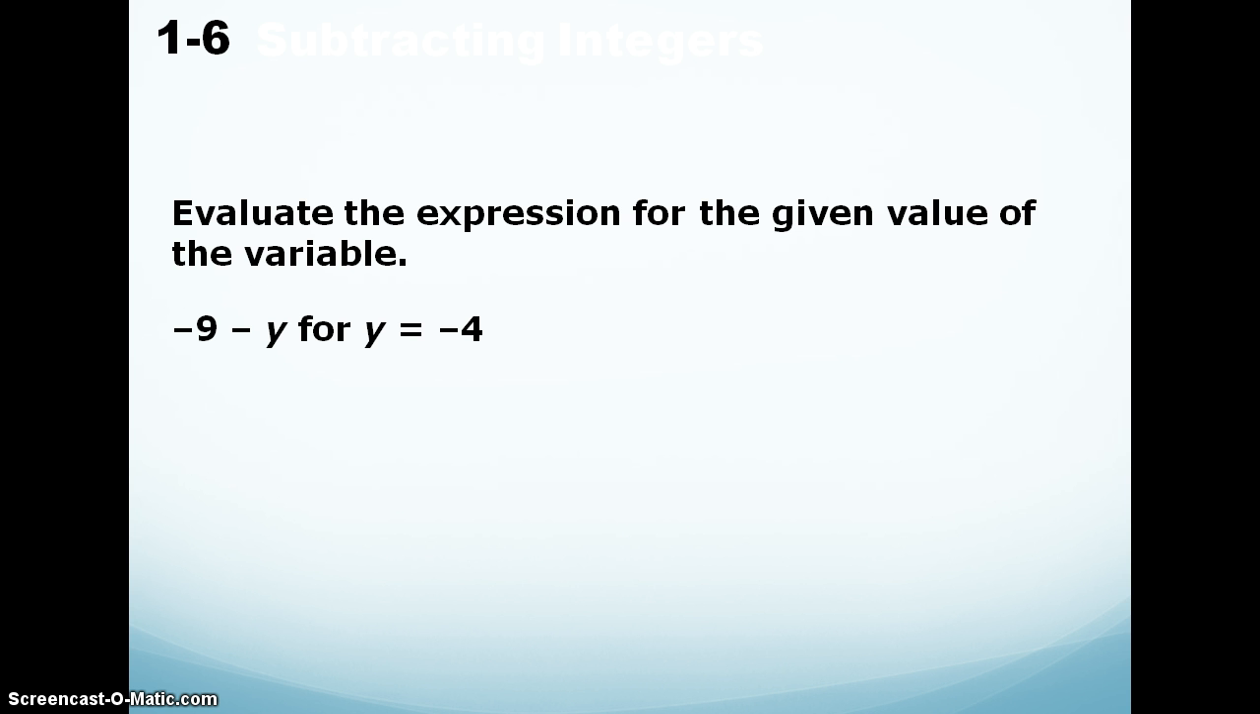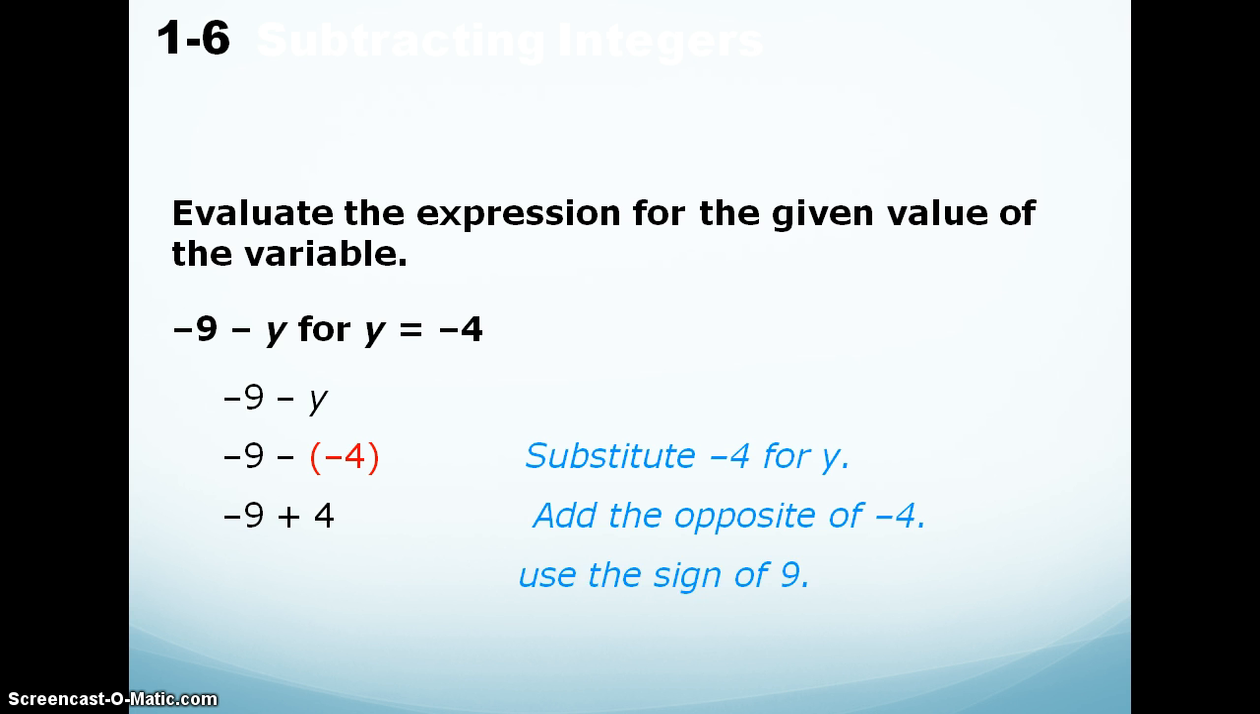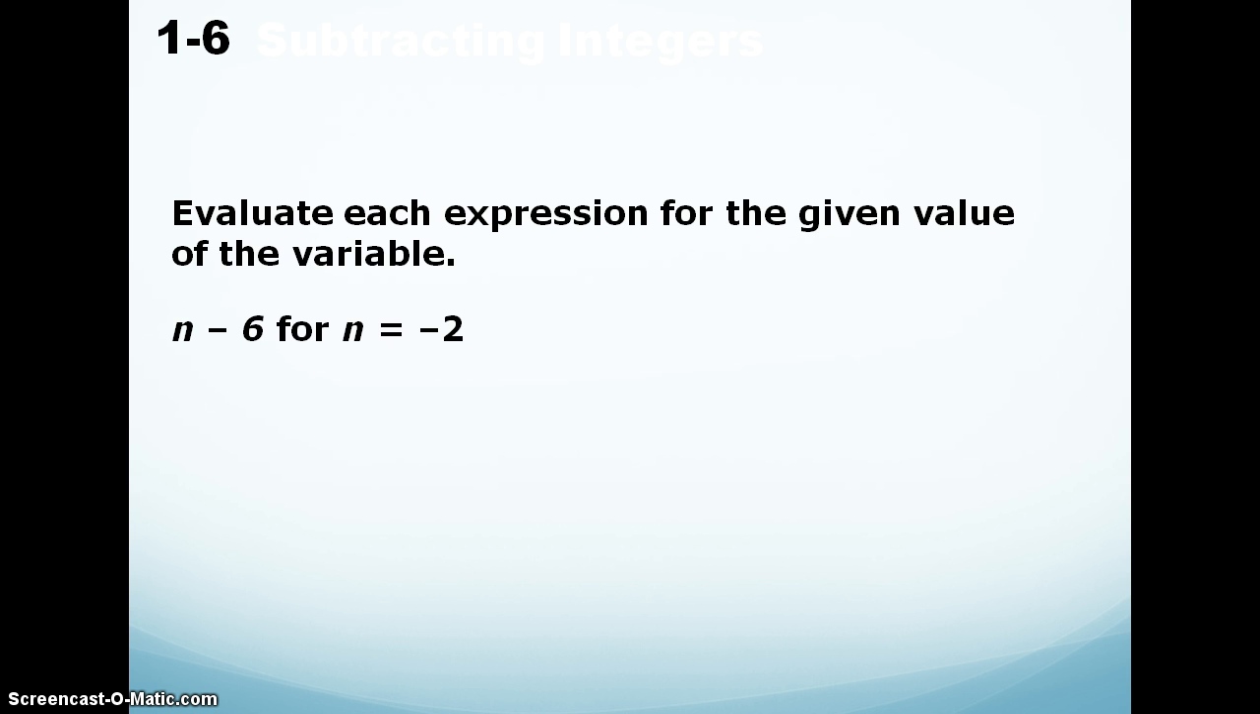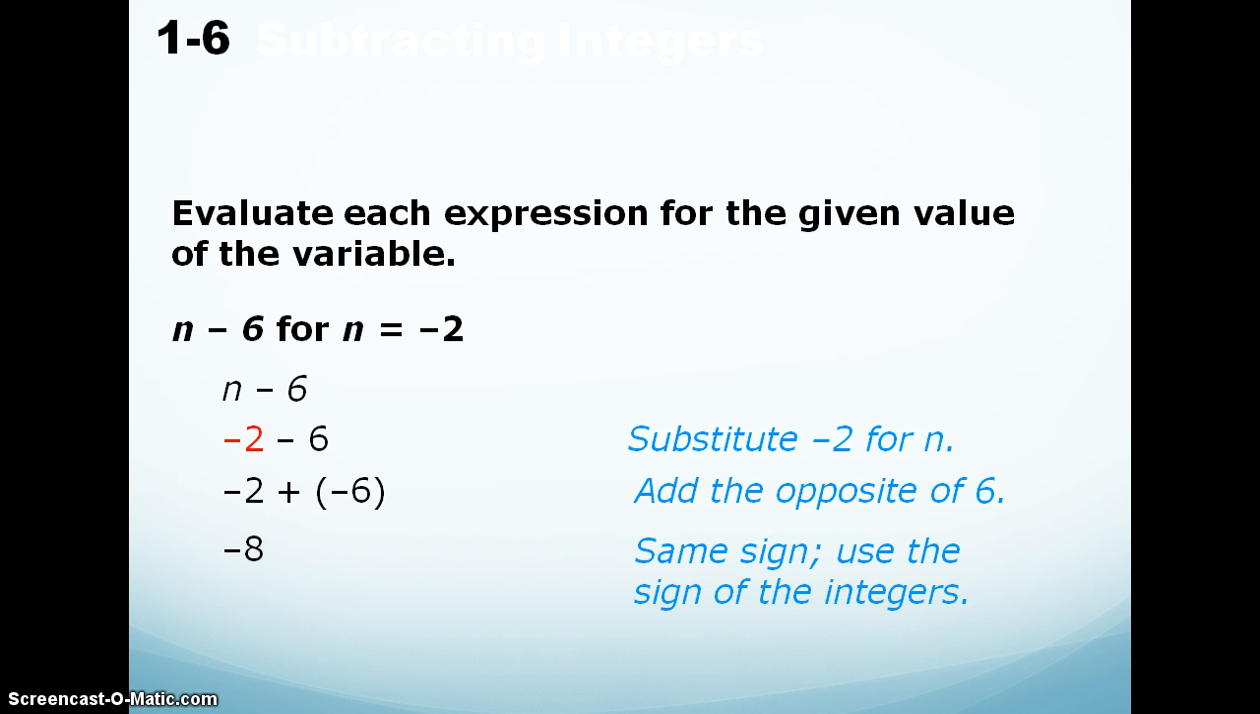Evaluate negative 9 minus y for y equals negative 4. Plug in negative 4, you get negative 9 minus negative 4. That turns into negative 9 plus 4. Cancel the 4 positives away from the negatives, and you have negative 5 left. Evaluate n minus 6 for n equals negative 2. Negative 2 minus 6 is the same as negative 2 plus negative 6 for a total of negative 8.